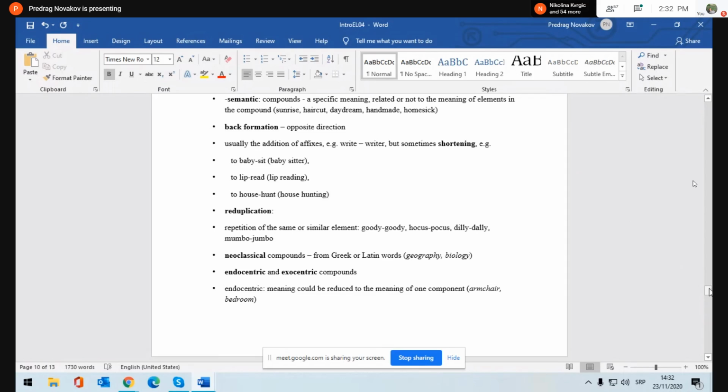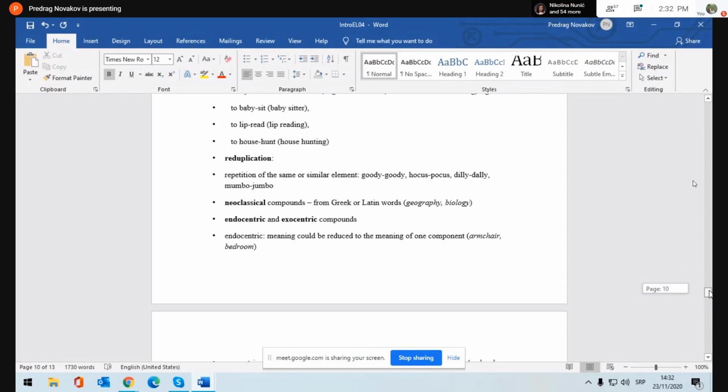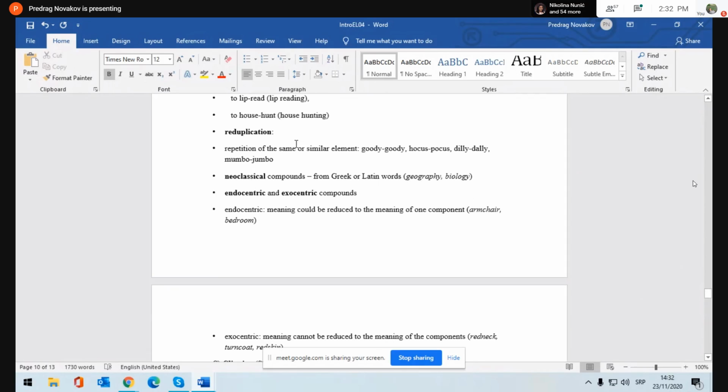This is a specific kind of compounds. The next specific kind of compounds is reduplication. You simply repeat the same or similar element twice, like goody goody, hocus pocus. This is repetition with some changes, dilly dally or mumbo jumbo, okay?